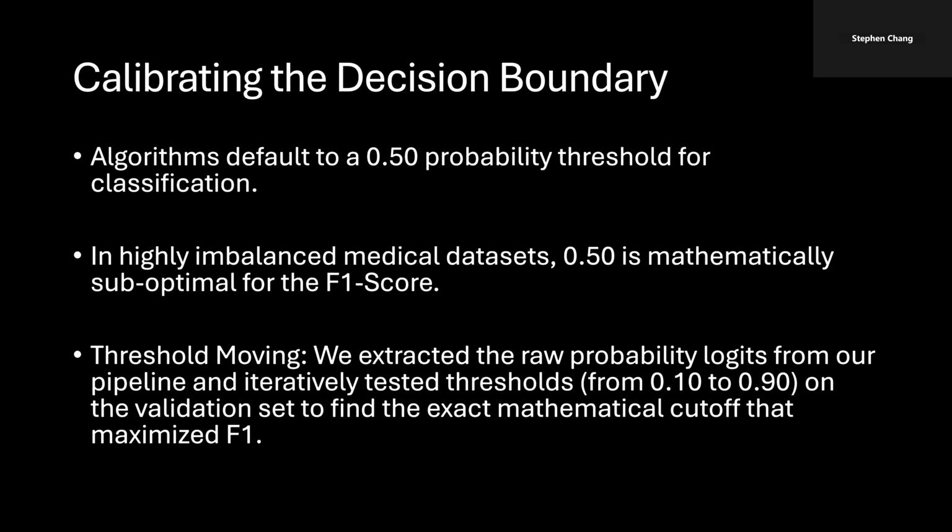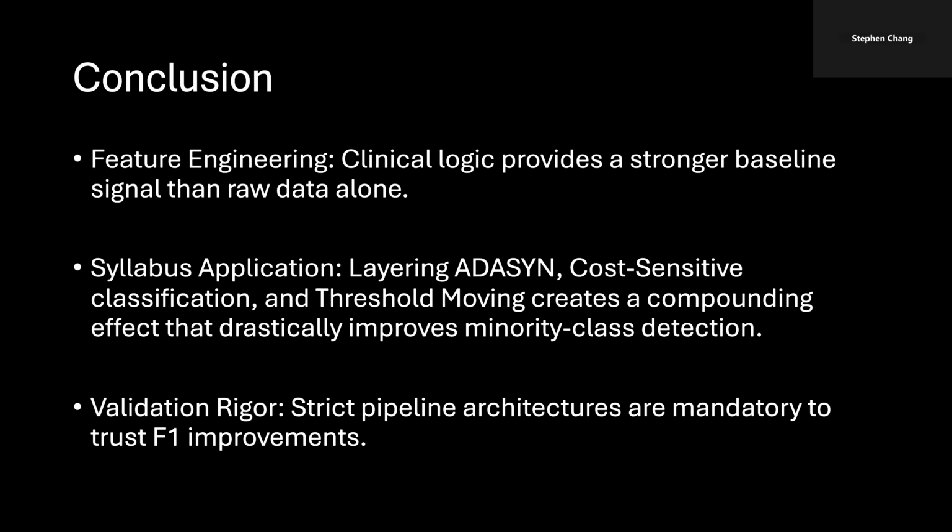Finally, I utilized threshold moving to optimize the final classification. Since the default 0.5 threshold is not usually optimal for F1 scores in imbalanced medical data, I extracted the raw probability logits and conducted a search for the mathematical cutoff that maximized the harmonic mean of precision and recall. This final step was the key to maximizing the model's utility for public health.